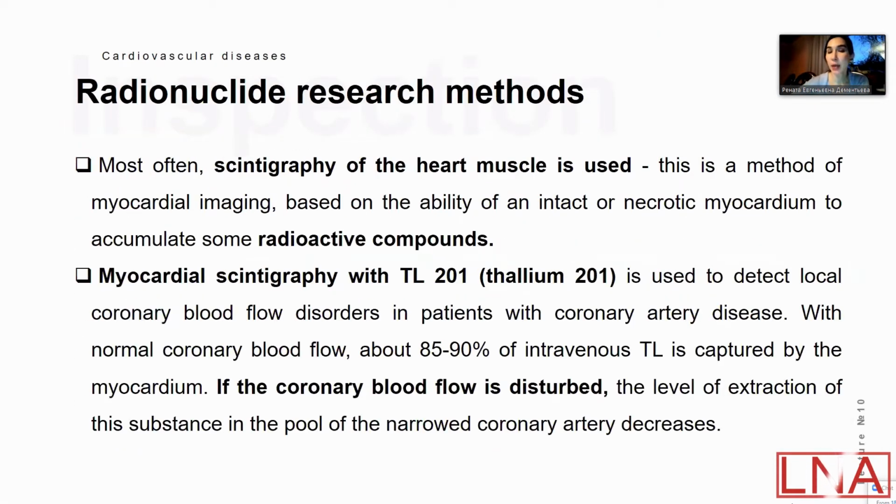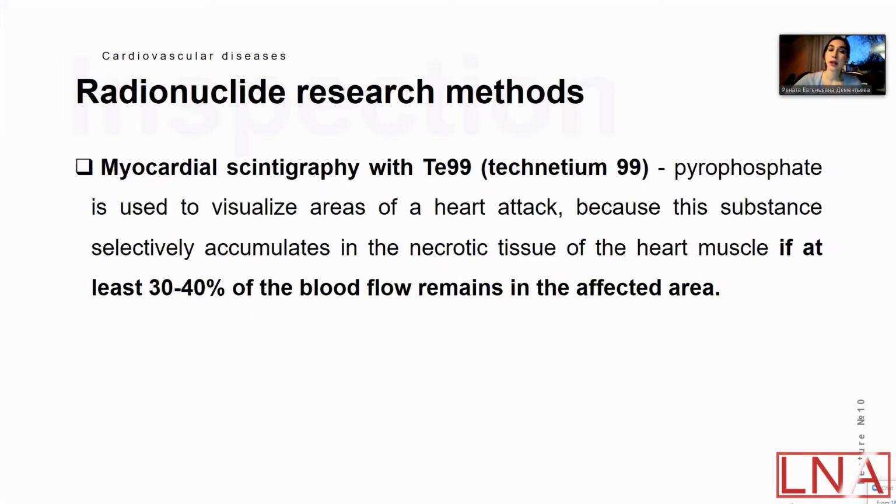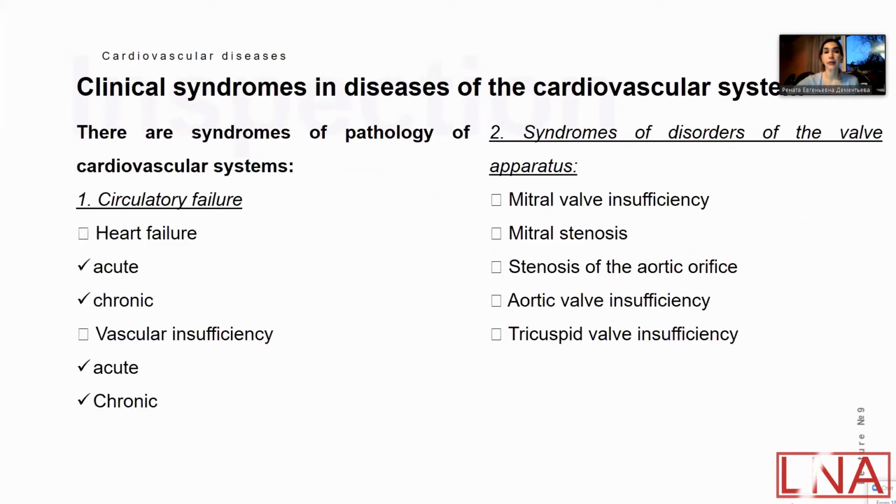And the last type, a radionuclide method of researching and determining cardiovascular disease, included scintigraphy with thallium-201 and scintigraphy with technetium-99. So I suggest you remind us of the main clinical symptoms of the diseases of the cardiovascular system. From the next lecture, we'll start on the digestive system.